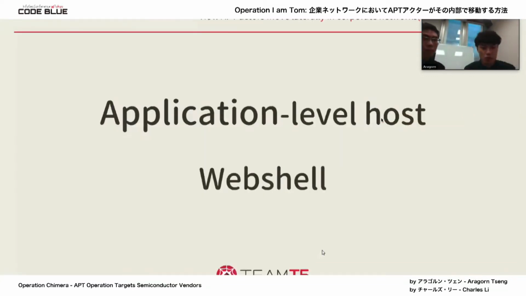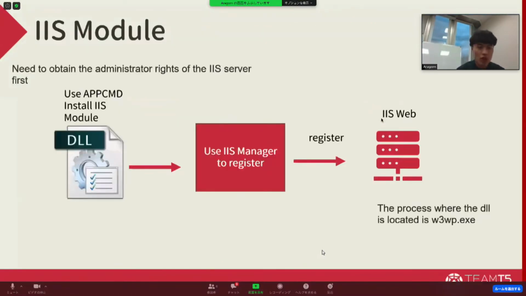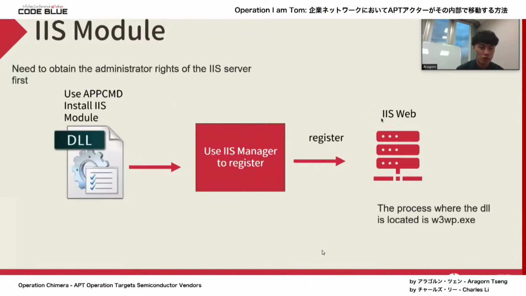And next part, we'll go to application level host. In application level host, actors usually use web shell to conduct the lateral movement. First, I will introduce the IIS module. A native IIS module is a Windows DLL file that can extend IIS for some desired functionalities. The first IIS module backdoor was found in 2018.